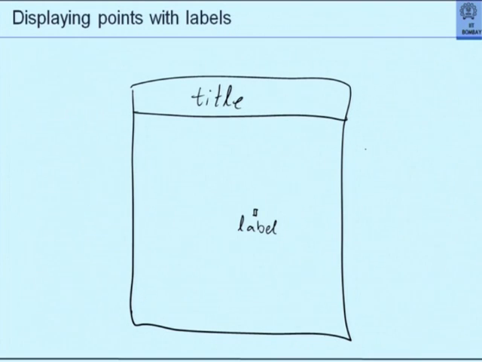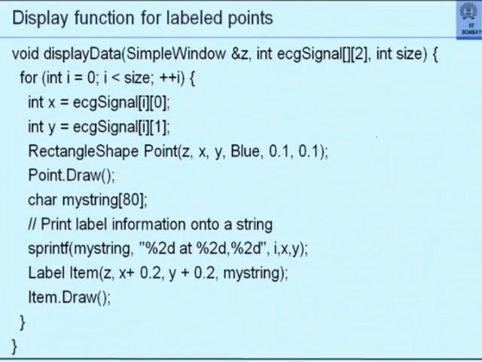Let us see how we write these points and labels. Notice the way I am mixing the conventional data structures such as character strings and the classes. Here I am defining a function called display data. What are the parameters of display data? First parameter is a pointer to simple window. So whichever window I want to display data in, W, H, W, W1, whatever. Then I have an integer array. It's a multidimensional array. Many rows and two columns. Two columns will contain X coordinate and Y coordinate. So these are the electrocardiogram points that I have got. I call them ECG signal.